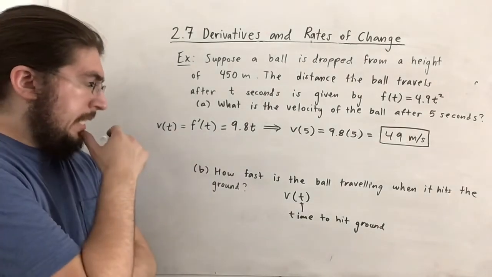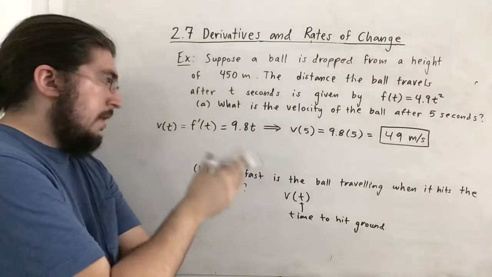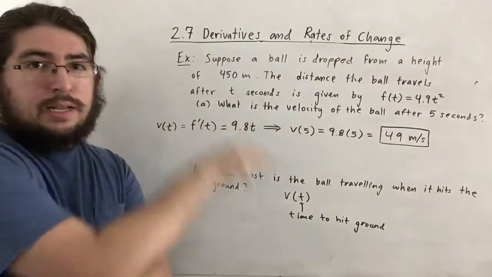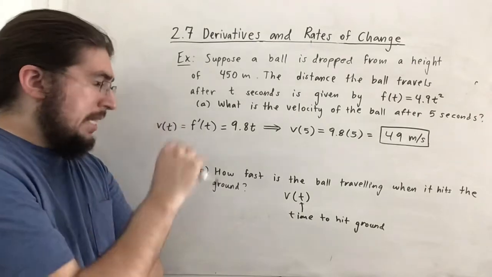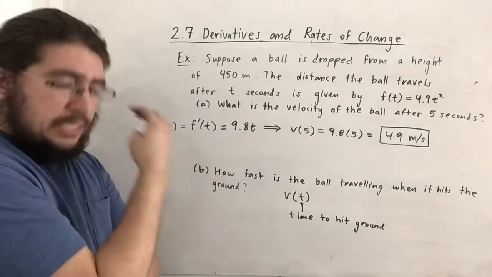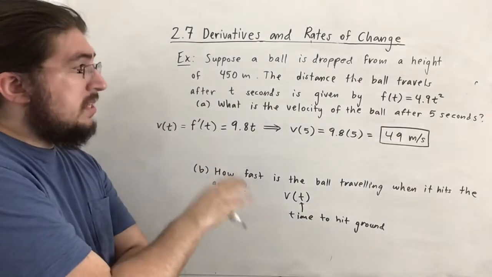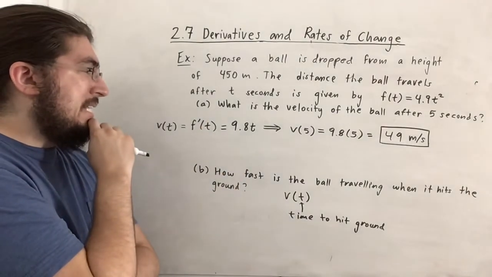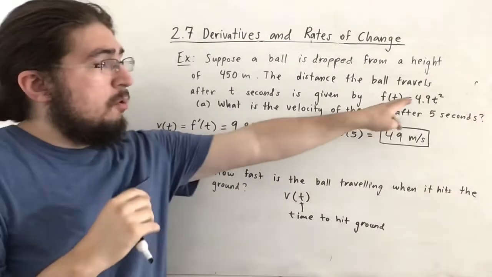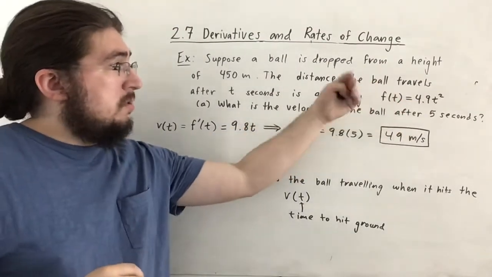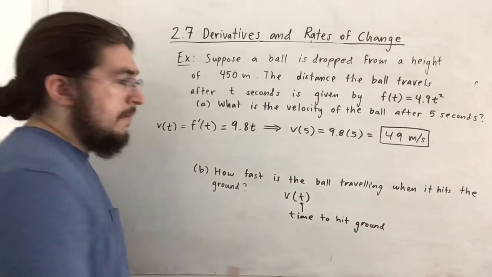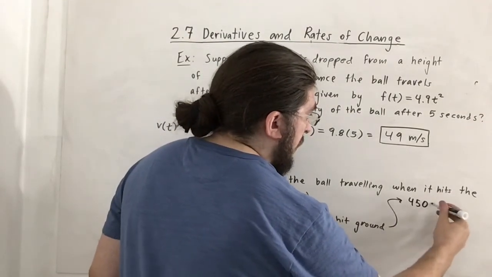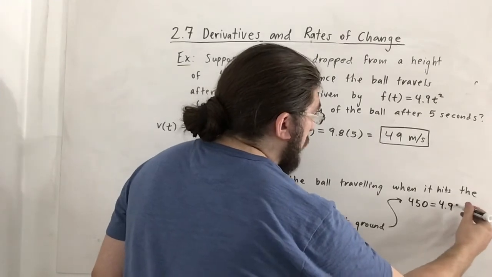So let's see. Well, it better be more than 5, because if it's less than 5, then that means it's like through the ground or something. But that's just kind of me thinking out loud. So to find out the time it takes for this ball to hit the ground, it's the t value where 4.9 t squared is equal to the distance traveled, which is 450. So to solve for t, we're going to solve this equation. 450 is equal to 4.9 t squared.